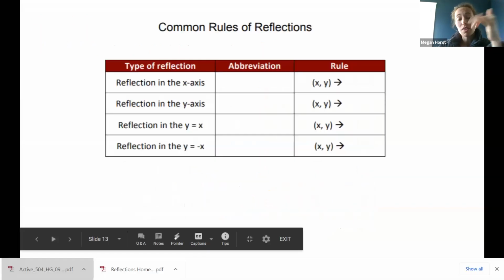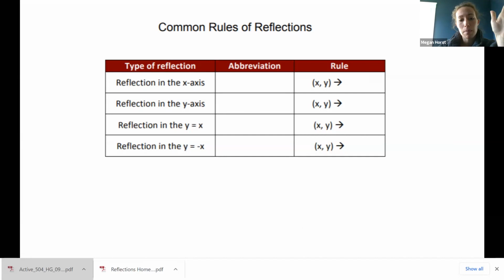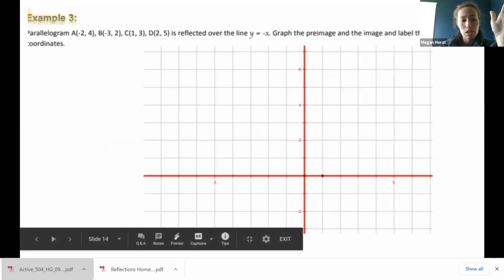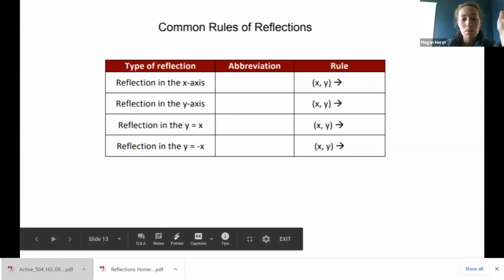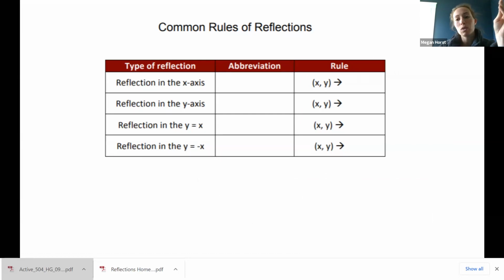So honestly, the easiest way for reflections, because you know I'm not a memorize type person at all, I'd rather you understand the process than memorize a bunch of rules. The easiest way for you to do these, if you have a horizontal or a vertical line of reflection, is just to count the spaces. Don't think about what the ordered pairs are as much, just count the spaces. But there are some abbreviations and some rules that, if you are good at memorizing and you would prefer this path, you can absolutely do.